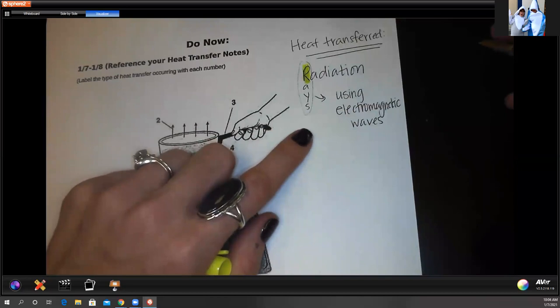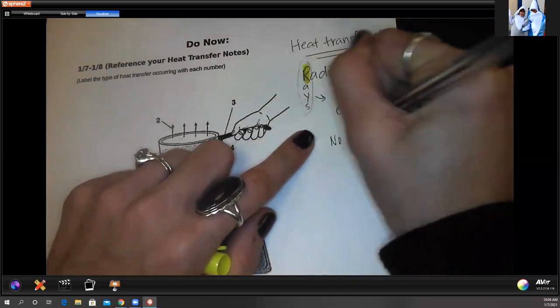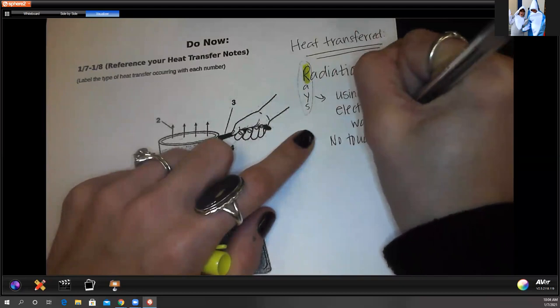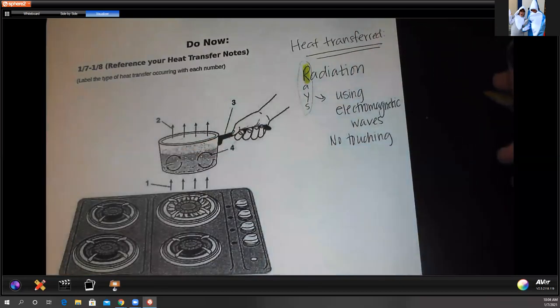Is there touching involved? No touchy. I'm not touching. So in your brochure, you have to be very specific. Like I saw some people wrote a candle as their example for radiation. A candle could work, but you could say feeling the heat when you put your hand above a candle, right? Because if you're putting your hand on the candle, number one, you're going to get burned. And number two, what form would that actually be? Call it out. Conduction, right? So keep that in mind.